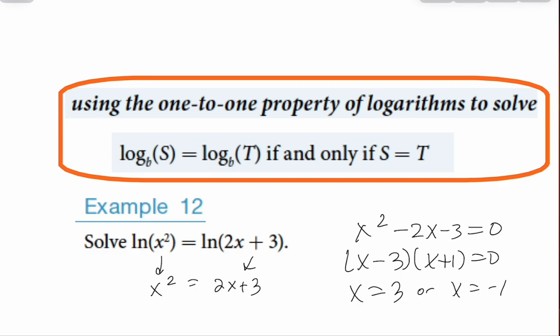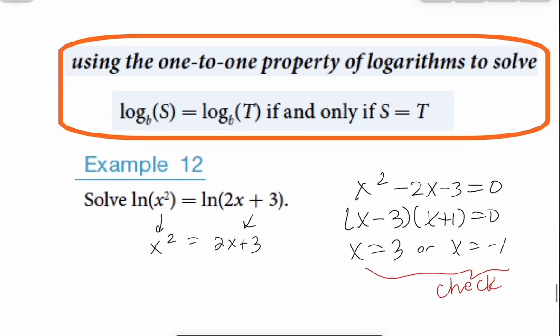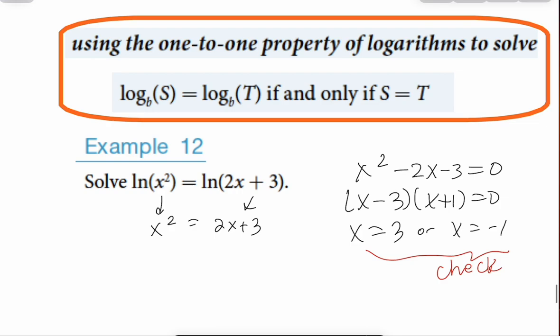Now, here is where the problems that come up with natural logs become a problem. You have to check them. If you don't check them, you could get it wrong. Even though your math looks perfectly right, you could get what's called an erroneous solution. So we have to check because we can't put negatives inside of a logarithm.